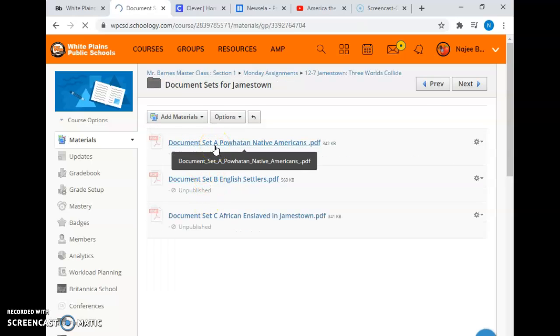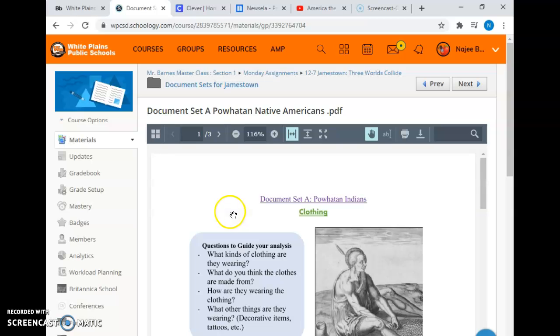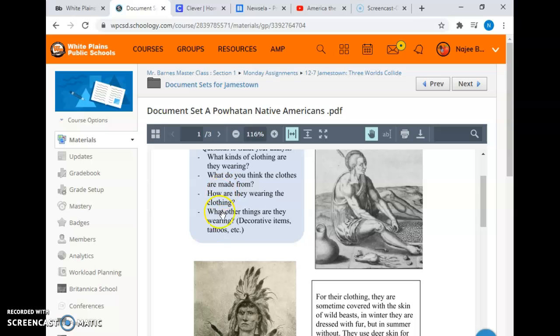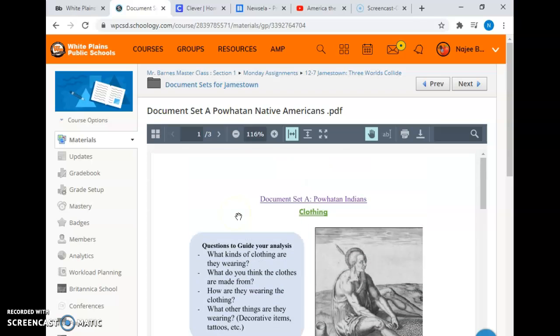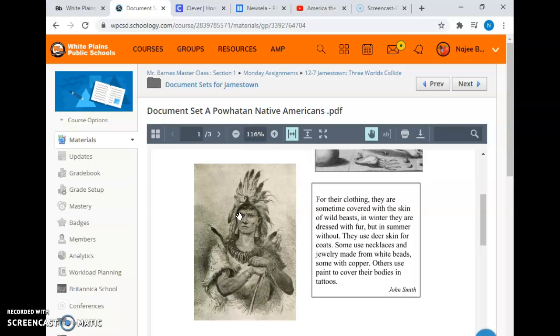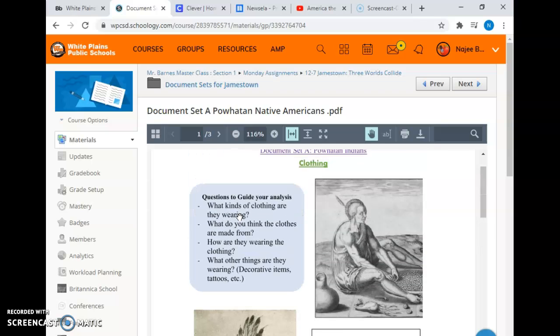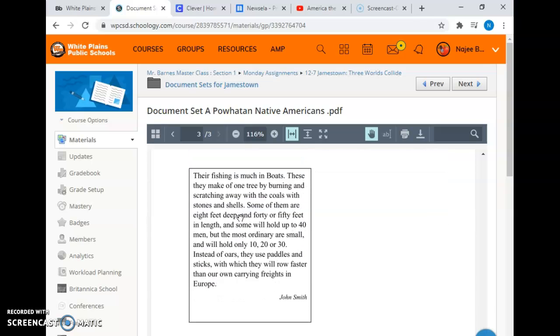So each of these are PDFs. And all you're going to do is scroll through the PDF, and you're going to look at these questions for analysis. You're not writing them down anywhere. You're not submitting these answers for analysis. All you're doing is just thinking about them as you're reviewing each aspect of each group.